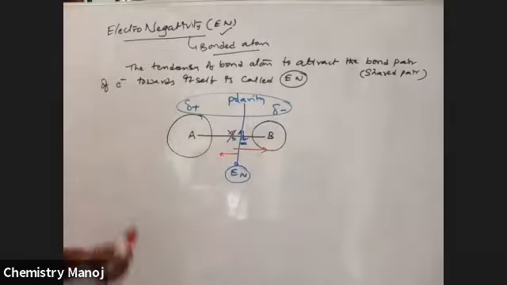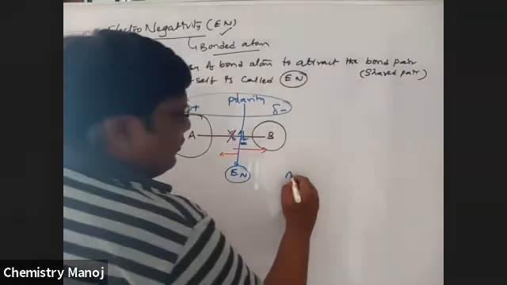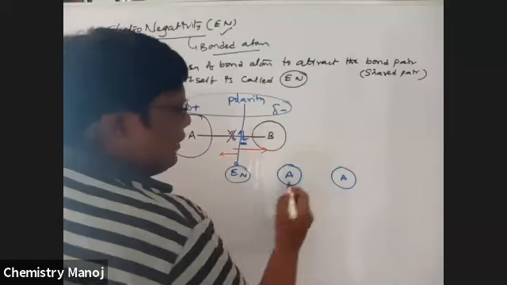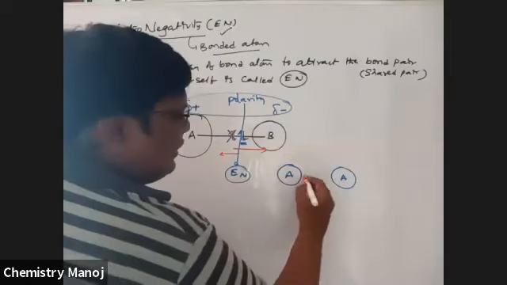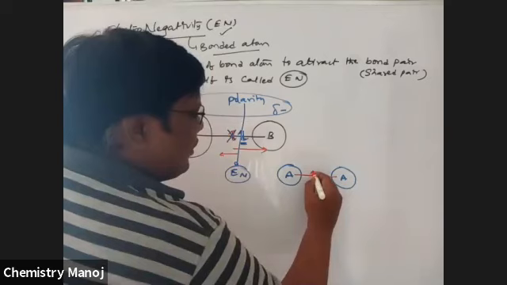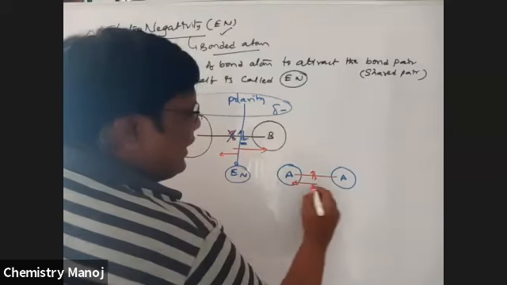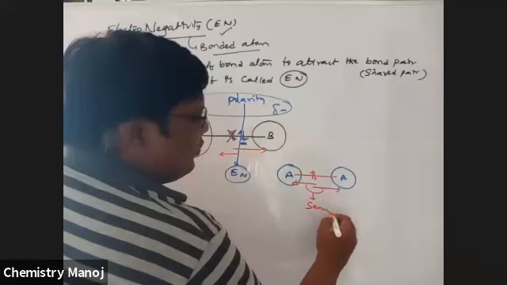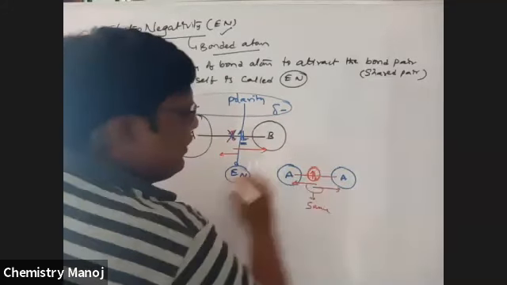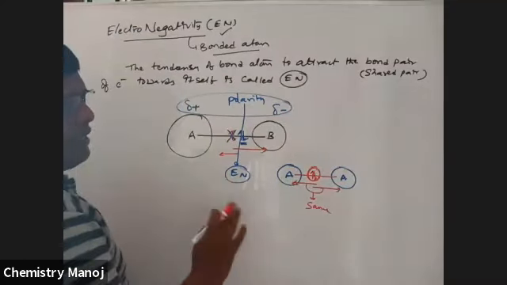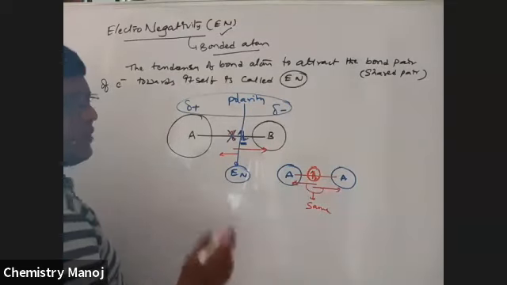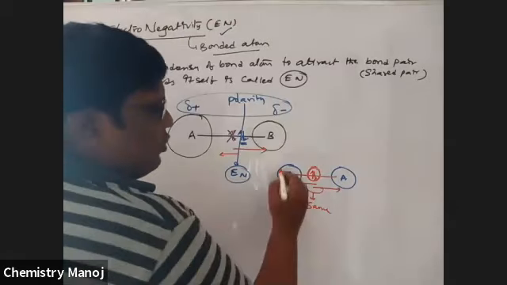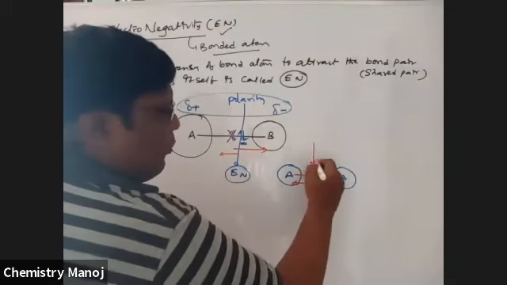For example, both the atoms are A. This is A, this is A. These two atoms' sizes are equal. Here is the bond, here is the bond pair. This is strongly attracted, this is also strongly attracted. These two are same end. Now, it is exactly between them. So no one side is going out. So no one gets positive charge, no one gets negative charge. That means no polarity is developed.